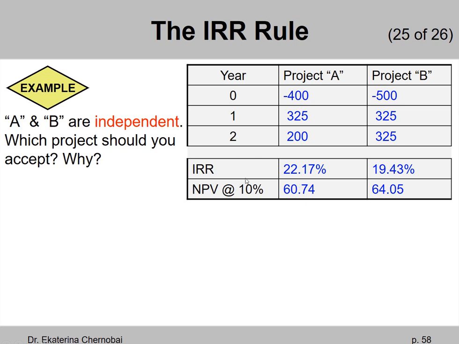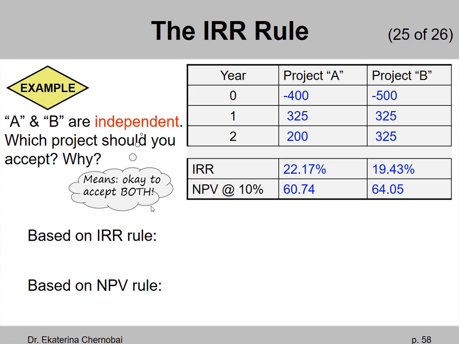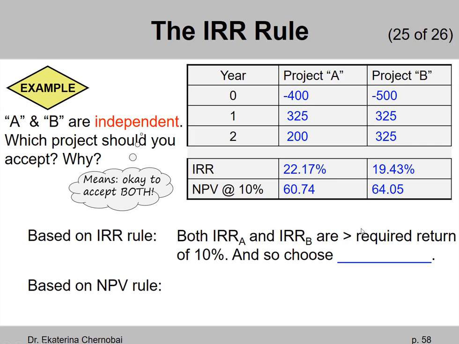Now let's look at the same exact problem, but we are only changing the wording slightly. A and B are no longer mutually exclusive. They are now independent. What does independence mean? It means if both projects happen to be acceptable, we will accept them both. Again, let's make our decision based on the IRR criteria. The IRR rule says a project should be accepted if the required return, which is 10% in this problem, is less than the IRR, and both IRRs are above 10%, which makes both projects A and B acceptable.